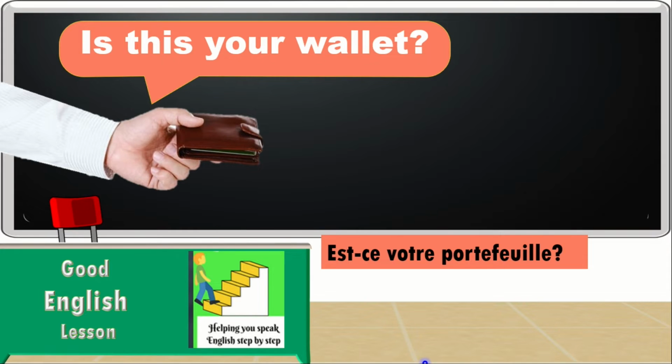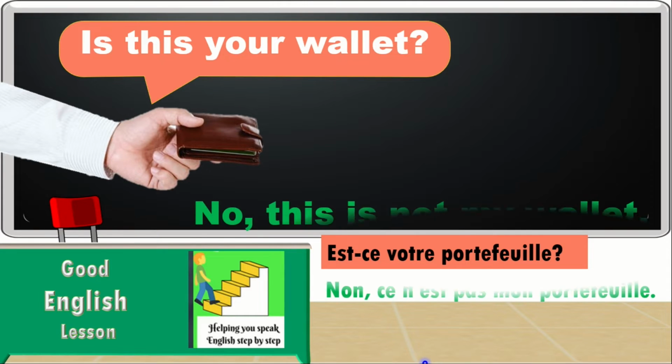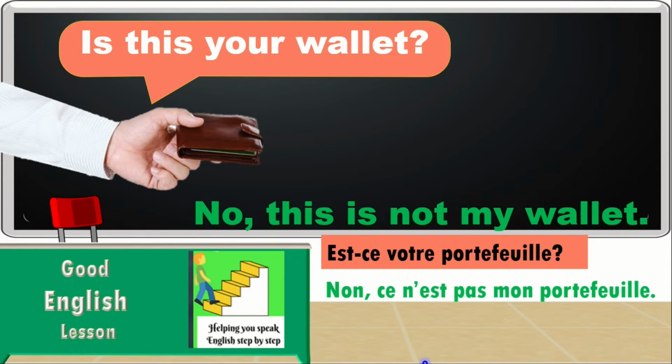If it is your wallet, what do you say? Yes, this is my wallet. If it isn't your wallet, you say, no, this is not my wallet. Or you can use the contraction form of is not, which is isn't. No, this isn't my wallet.